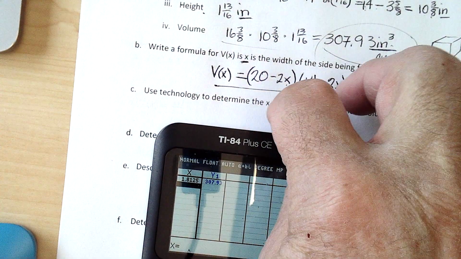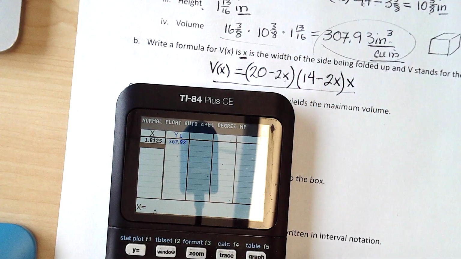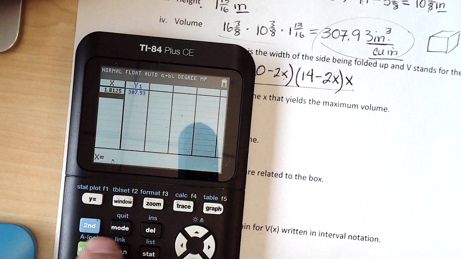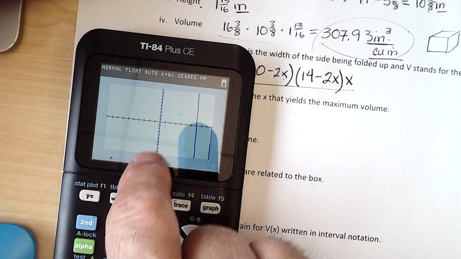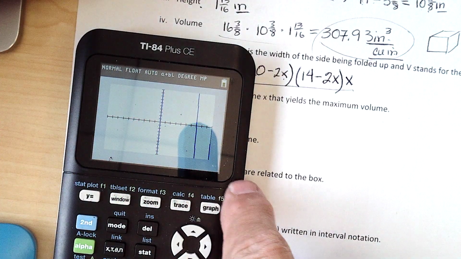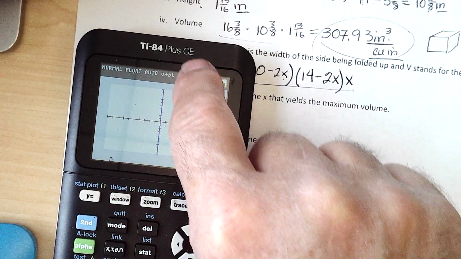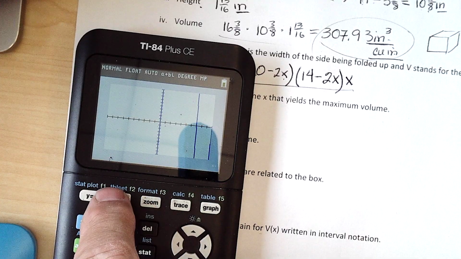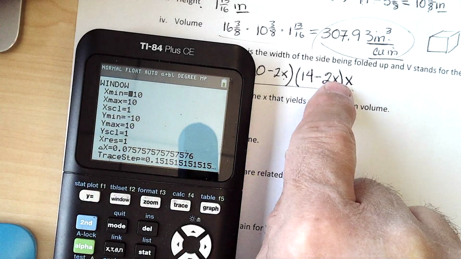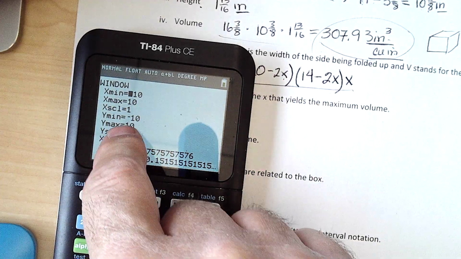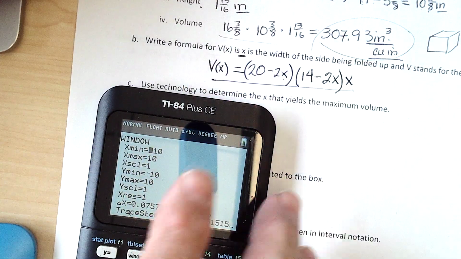But I want to know what x gives the max. Well, we could guess here until we see which one gives us the most, but we can also go zoom 6 to graph, and the graph goes up, goes off the screen, comes back down, and then goes back up. Now to find the max, it must be somewhere in here because it's going up. To see that high up, the amount I fold up is the x's in the equation, but the y is the volume, and the volume gets to be at least 300.